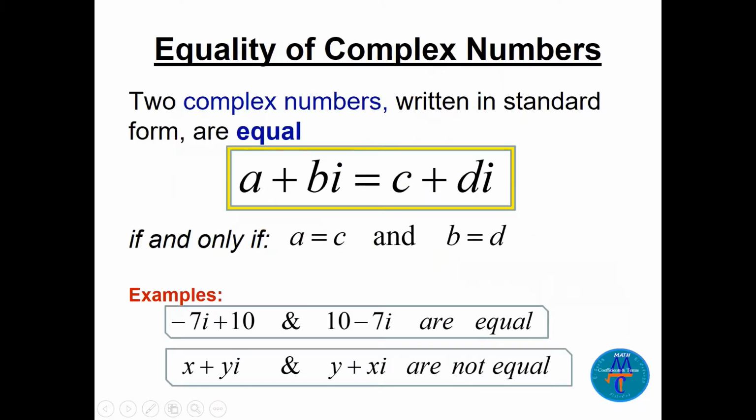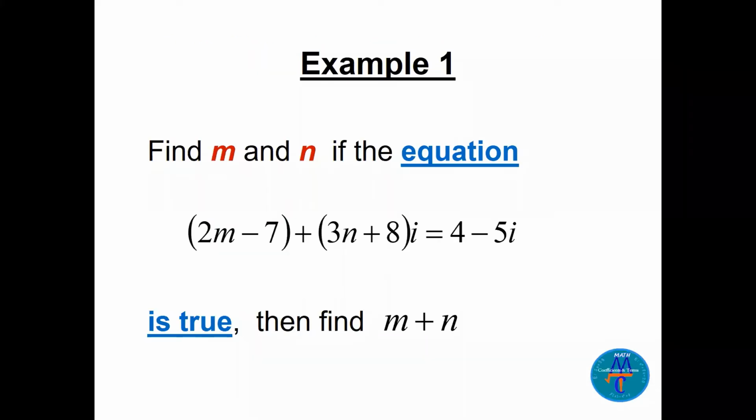Now, two complex numbers are equal if the real part is equal to the real part, like a equals c here, and the imaginary part is equal to the imaginary part, so b equals d. So these complex numbers are equal. See, 10 is the real part, 10 is the real part, and the imaginary parts match. This one is not equal because x is the real part here and the other real part is y, so they are not equal.